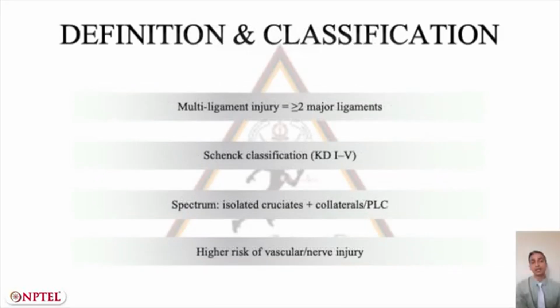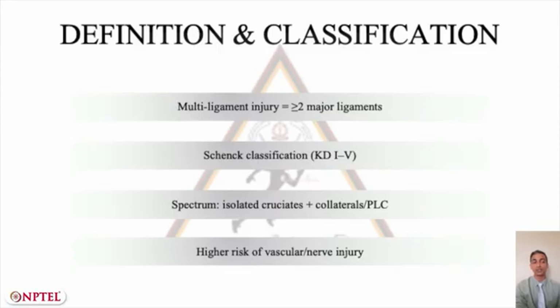A multi-ligament knee injury involves at least two of the four major stabilizers of the knee, namely the ACL, PCL, the MCL, and the LCL or PLC complex. The SNEC classification describes knee dislocation and it is graded from KD1 to KD5, depending on which ligaments are involved.